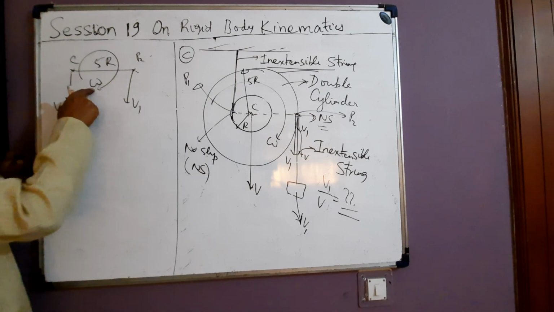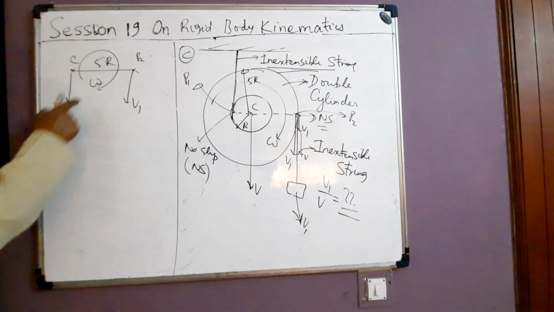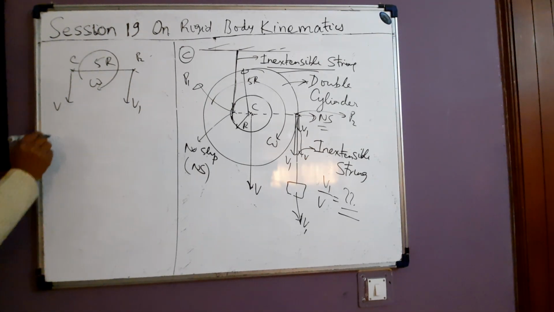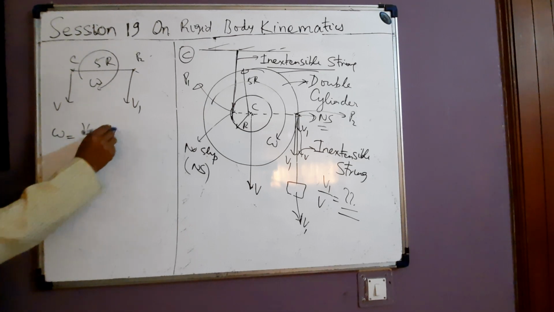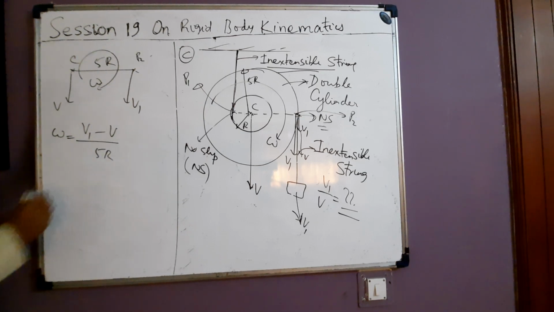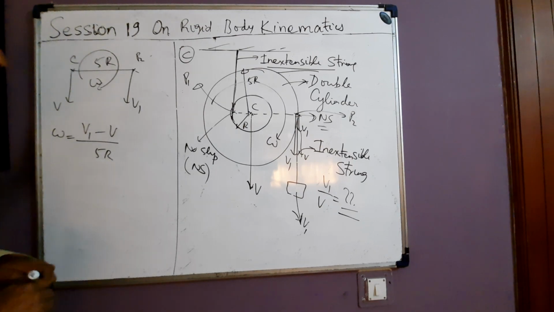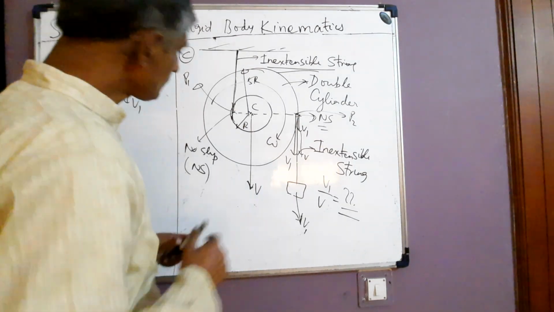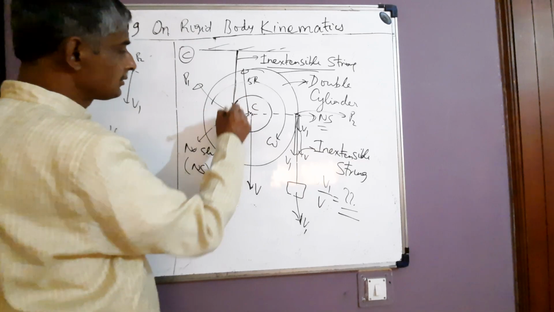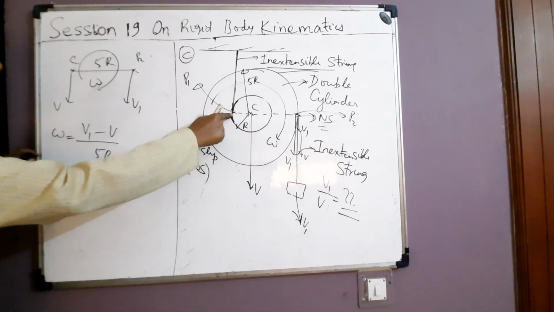Now relative speed of this line CP2, angular speed of this line CP2 is omega in clockwise. That is equal to relative normal speed by separation. Since omega is clockwise, this should exceed this. So omega should be written as V1 minus V by 5r. So V1 minus V by 5r is equal to omega. Now you consider this point here. This is the most vital point of the problem.